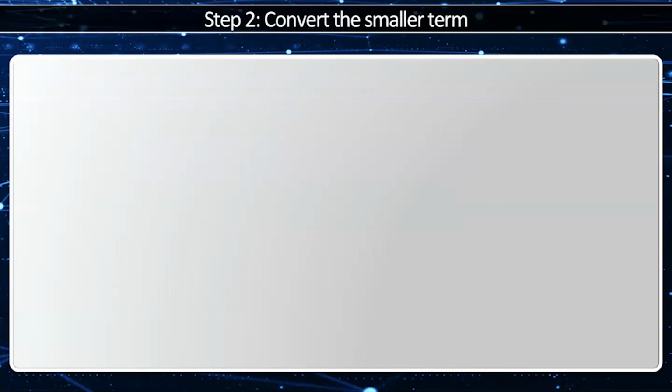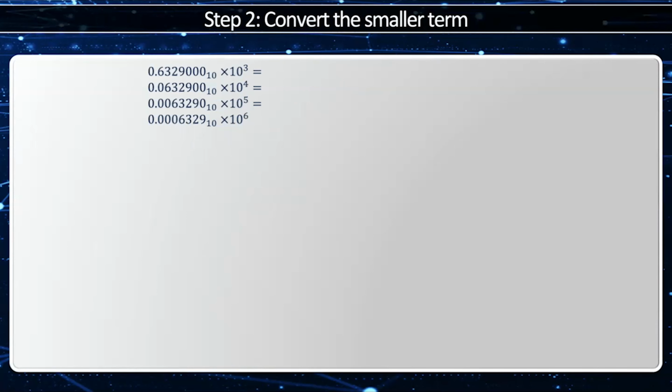In step 2, I'm going to convert the smaller term. Now take a look at 0.6329 times 10 to the third. As I shift my decimal point over to the left one slot, I add 1 to my exponent. In this case, I shifted over 3 slots. Notice how 0.6329 times 10 to the third is the same thing as 0.0006329 times 10 to the sixth.